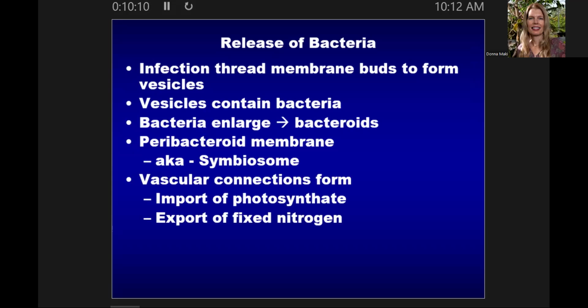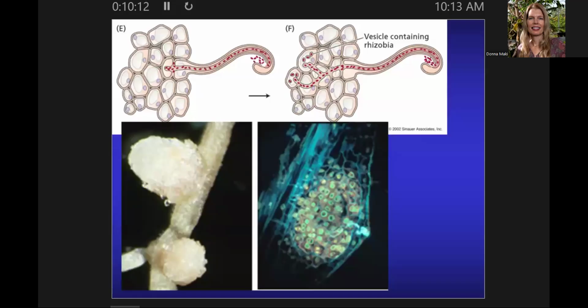So if everything goes okay, you'll start to see the nodules forming on the roots. The lower picture on the right is just showing all the bacteria hanging out in a nodule. And then the drawings up top are trying to show the migration of the bacteria into the different parenchyma cells that are starting to become the nodule area. And they're trying to show that they're always encased in membrane.